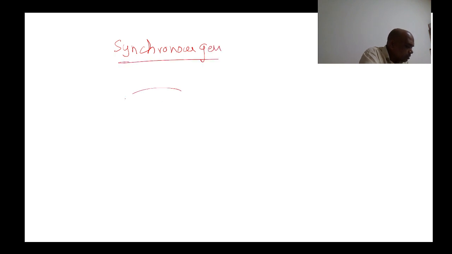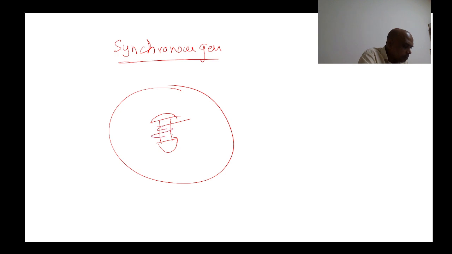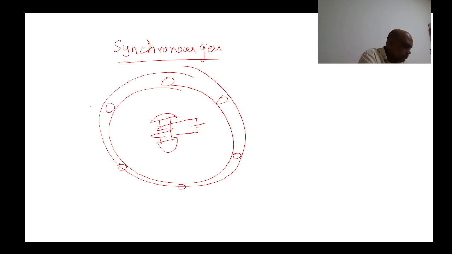So coming to the synchronous generator, what is the working principle? Here, the field winding is placed on the rotor and the armature winding is placed on the stator. This is R phase, Y phase, B phase.